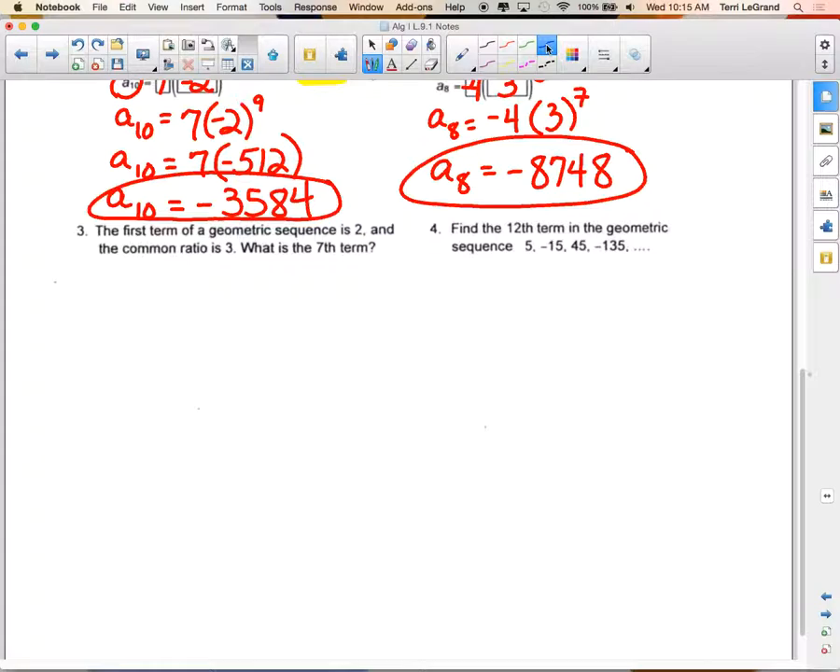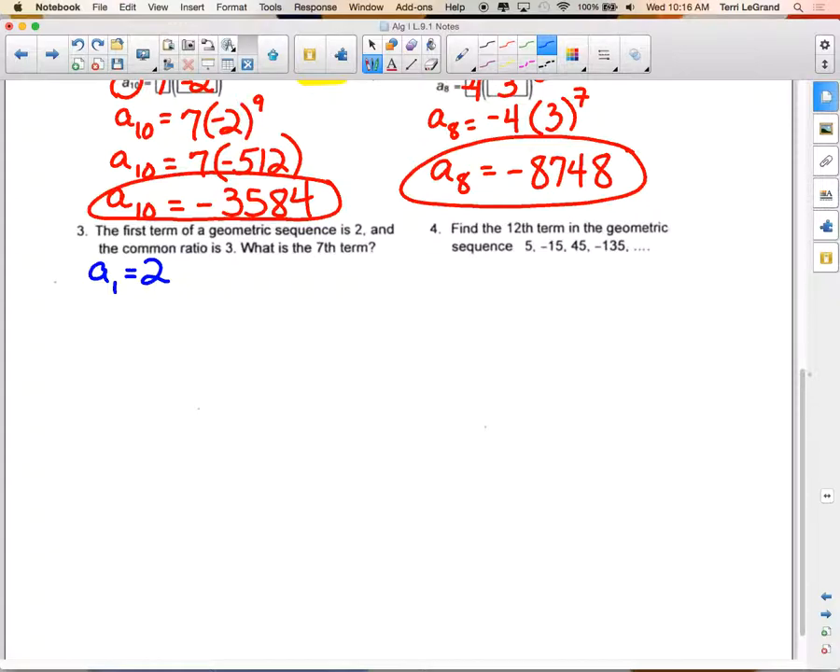They say the first term of the geometric sequence is 2. What are we going to call that 2? A sub 1. So we're going to say a sub 1 equals 2. Take the time to write this down. A sub 1 equals 2. That's what they just told us when they said the first term of our sequence is 2. And the common ratio is 3.